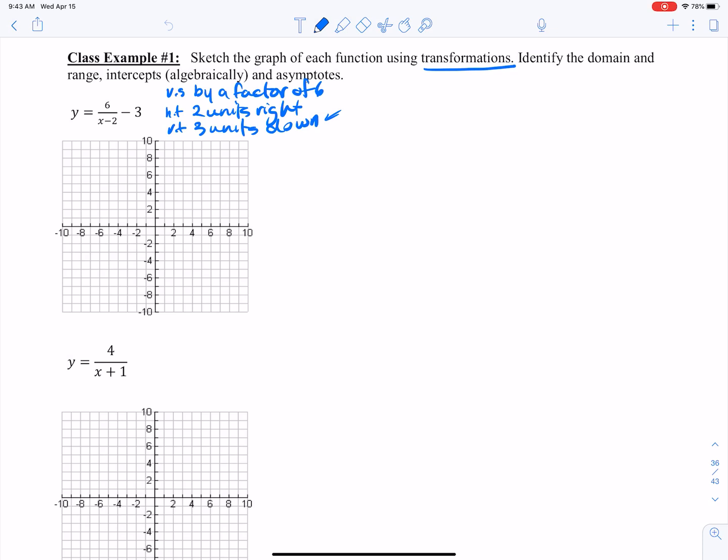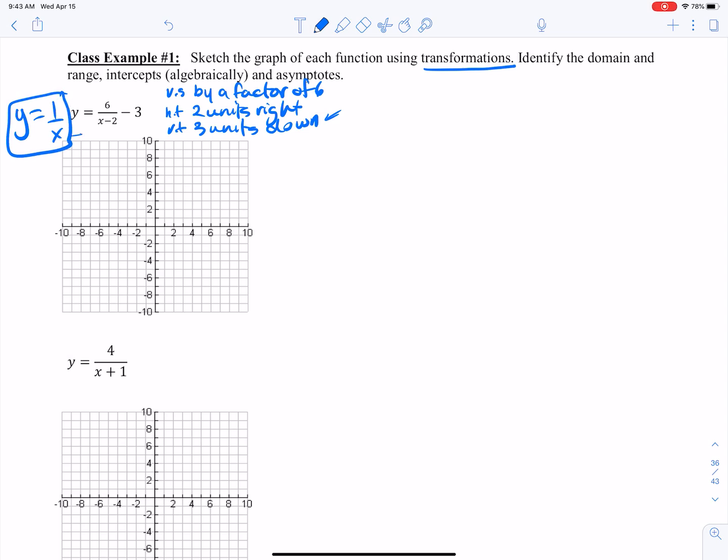All right, let's take a look at sketching the graph of each function using transformations. Identify the domain and range, intercepts, and asymptotes. All right, so if we take a look at our base function, y is equal to 1 over x. That's our base rational function.